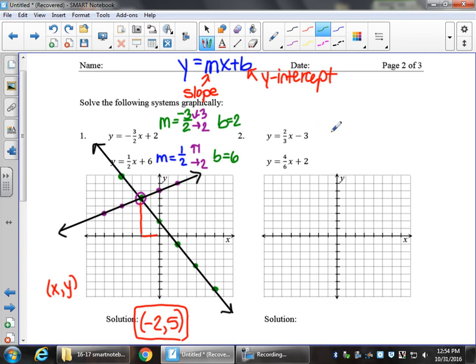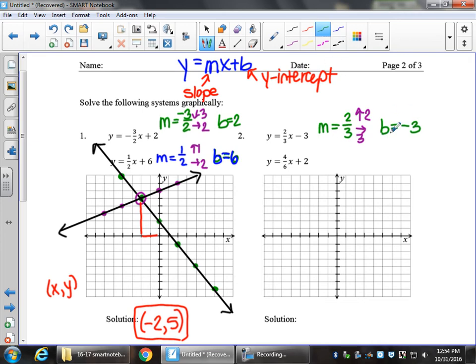Process does not change. Identifying our slope for the first line, I checked, is it solved for y? Yes, it is. So right away I can say m equals 2/3, which means up 2, right 3. B equals negative 3. Let's graph this line first. I realize I didn't stick with my colors. Okay. Let's graph this green line first.